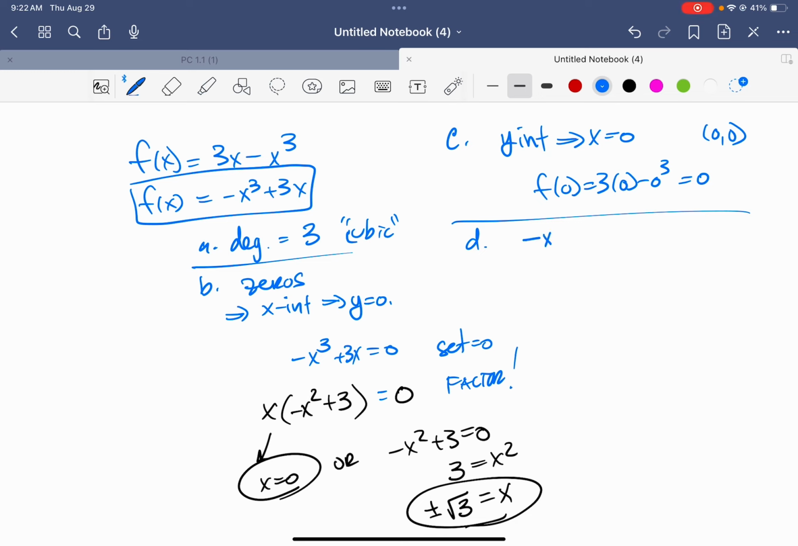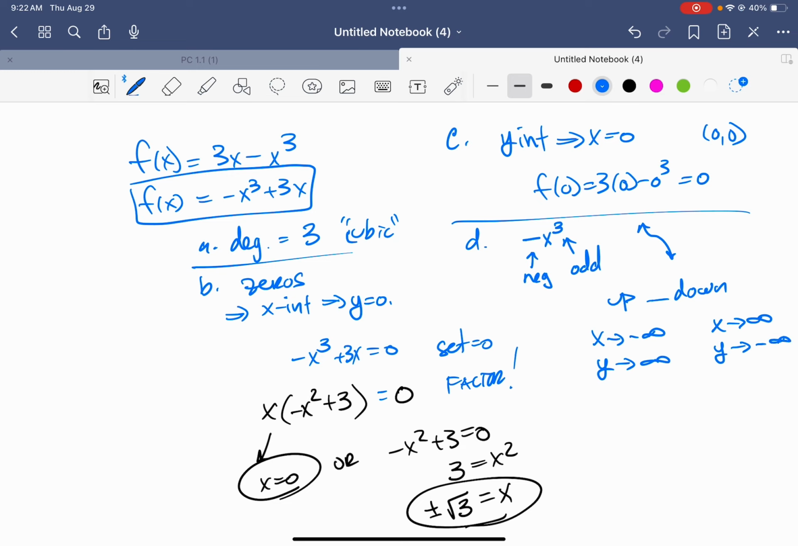Well, the leading term is negative x cubed. Since the leading coefficient is negative and the degree is odd, well, odd means it's either down, up, or up, down. Since it's negative, it's going to be up, down. It's going to want to look like a negative cubic, so it's going to want to look like this. But that means as x goes to negative infinity, y goes to infinity. And as x goes to positive infinity, y goes to negative infinity. That would be up, down.